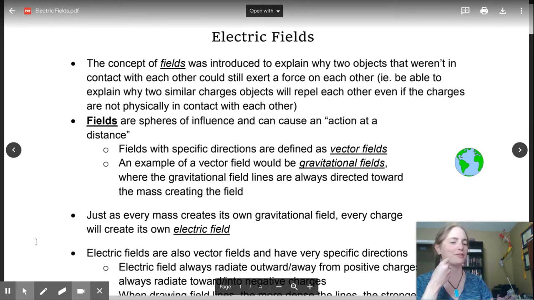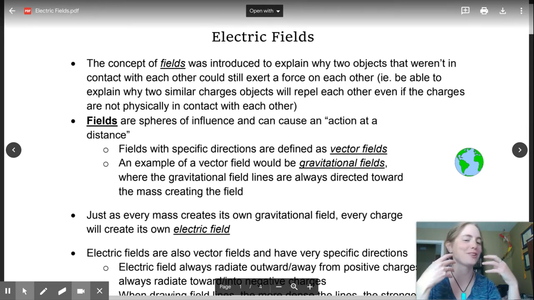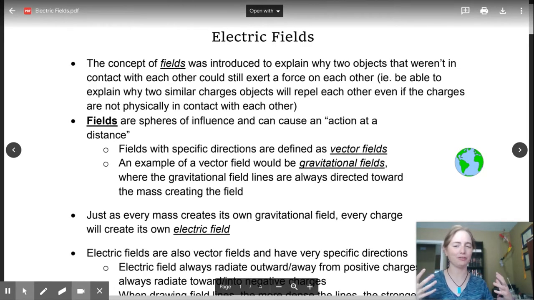The big difference as well is that gravitational fields are attractive only, whereas now with electric fields, they're repulsive or attractive. So we're going to have to keep some ideas in line with our field lines. And because they can be either attractive or repulsive fields, it's going to change how you're going to be dealing with direction as well. And that's the tricky part.